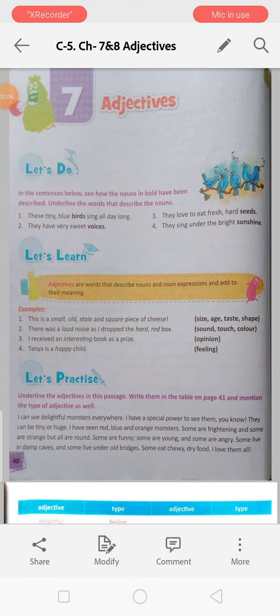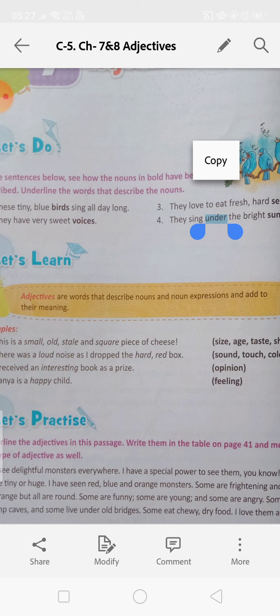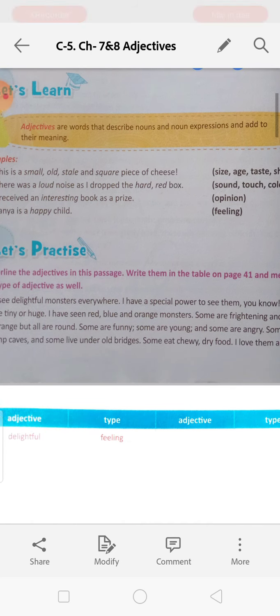Today we are starting chapters 7 and 8: adjectives and adjectives of comparison. So what is an adjective? Adjectives always add more meaning to the noun or noun expression. They tell us about the size, age, taste, shape, sound, touch, color, opinion and feelings about the noun. Adjectives are words that describe nouns and noun expressions and add to their meaning.